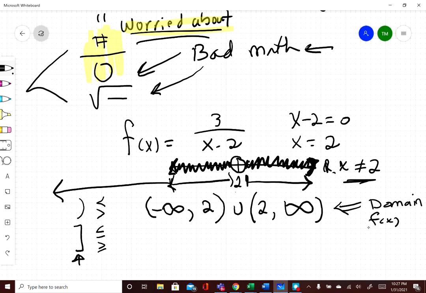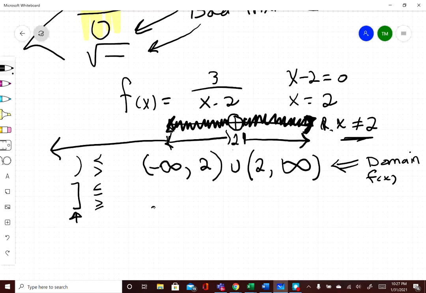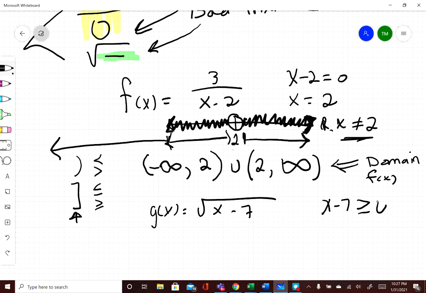So let's take a look at another problem. What if we had the function g of x is equal to the square root of x minus 7? Now, keeping in mind that we said we absolutely do not want to have a negative underneath the square root. So if we're not going to have a negative underneath the square root, what are we allowed to have? Well, what we're allowed to have is a positive number or 0. So that x minus 7 must be greater than or equal to 0. And this is going to give us our domain.